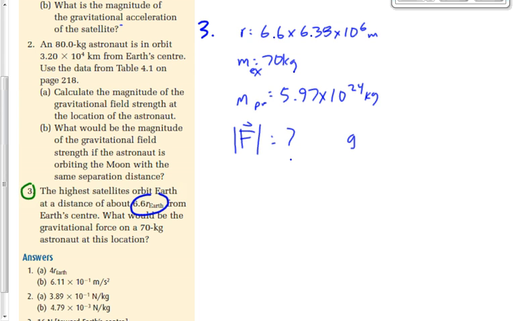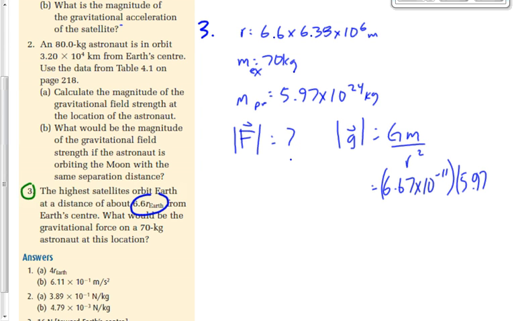The producer equation says g equals GM over R squared. We know what G is. It's 6.67 times 10 to the minus 11. We know what M is. This is the mass of the producer, so we're going to use 5.97 times 10 to the 24. And we know what R is. It's 6.6 times 6.38 times 10 to the 6. And we have to square that. Okay, we can use this because we have all the data that we need in order to solve for g with the producer equation.